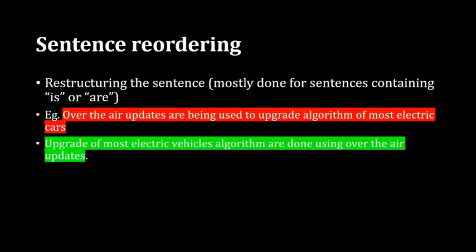Okay, so you have this example here. "Over-the-air updates are being used to upgrade the algorithm of most electric cars." Now, let's look at how the sentence is reordered. "Upgrade of most electric vehicles' algorithm is done using over-the-air updates." So the wording in there didn't change much, and basically the meaning is the same. However, the structure is different, and that's another form of paraphrasing.